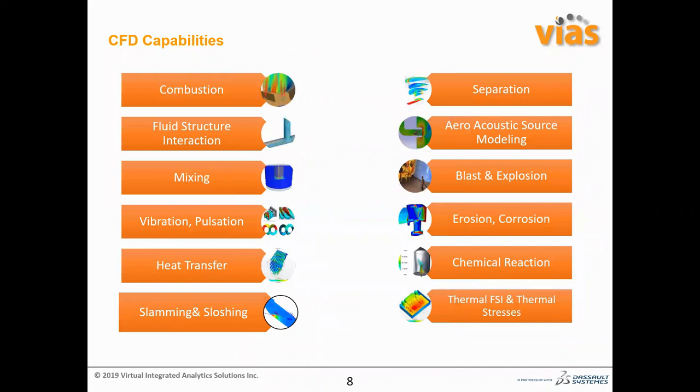These are some of the CFD capabilities, as you can see, and the way we have put it, and as you can see from the picture, these are more towards the process industry and all. So any process or flow through a pipeline, of course. We do a lot of fluid structure interaction, pulsation, vibration problems, any sort of heat transfer, slamming and sloshing. We also do the chemical reaction part of it, erosion and corrosion, blast explosion, separation, mixing, and all.